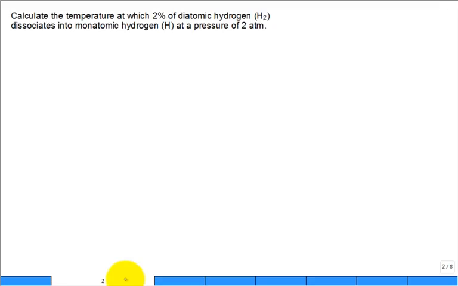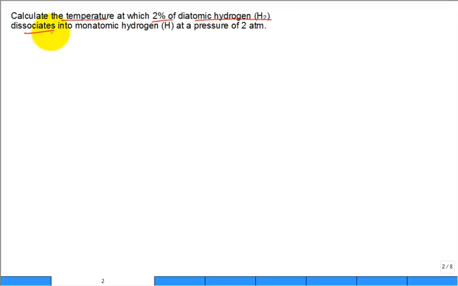Another problem. Calculate the temperature at which 2% of diatomic hydrogen, which is H2, dissociates into monoatomic hydrogen at a pressure of 2 atm. This is a different problem, but it's using the same principles. What are we asked to solve for? The temperature. Often the temperature is given and you're asked to find the equilibrium mixture. But here, they ask you to find the temperature and they give you information about the equilibrium mixture, which is that 2% of the diatomic hydrogen dissociates into monoatomic hydrogen.